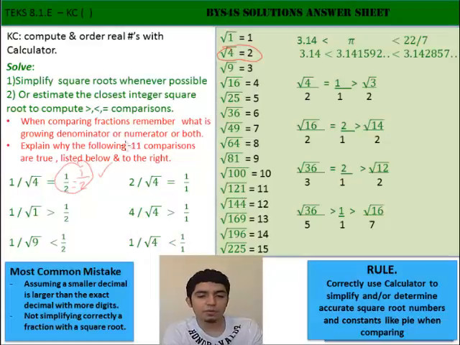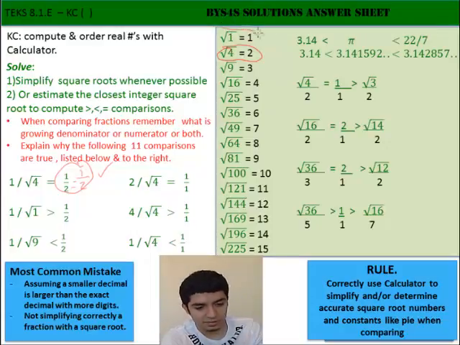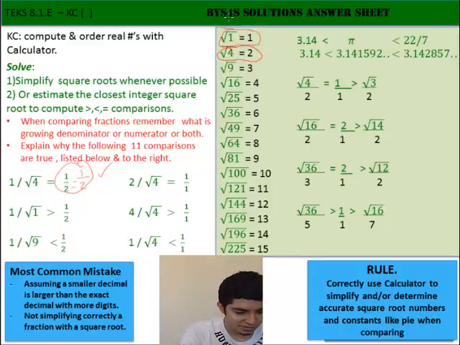Now we have 1 over the square root of 1, and again if you see the table here, you can see the square root of 1 is 1. So we can just simplify this to 1 over 1, and we see that this is greater than 1/2, so this is correct.